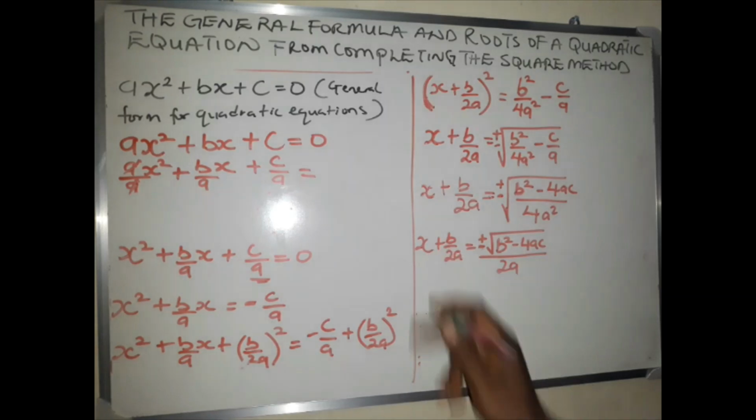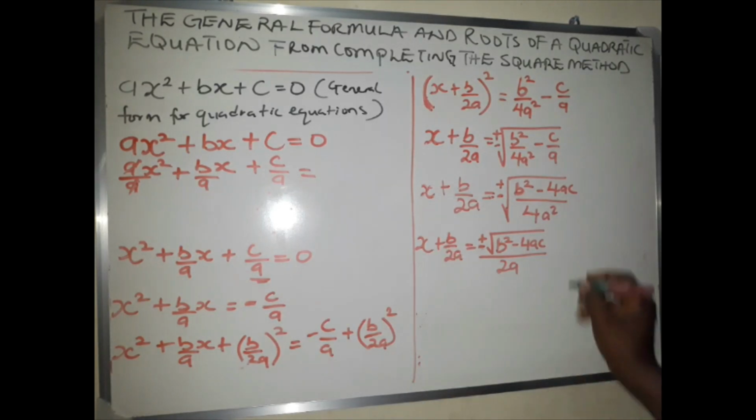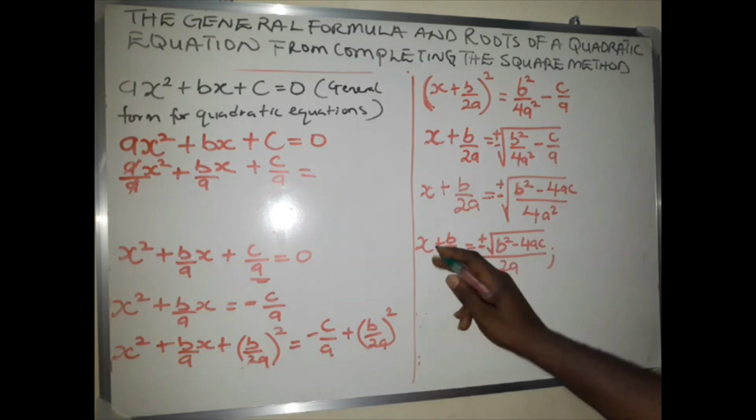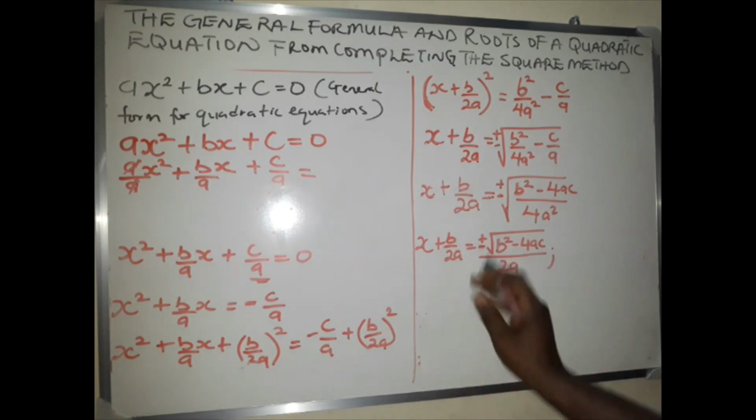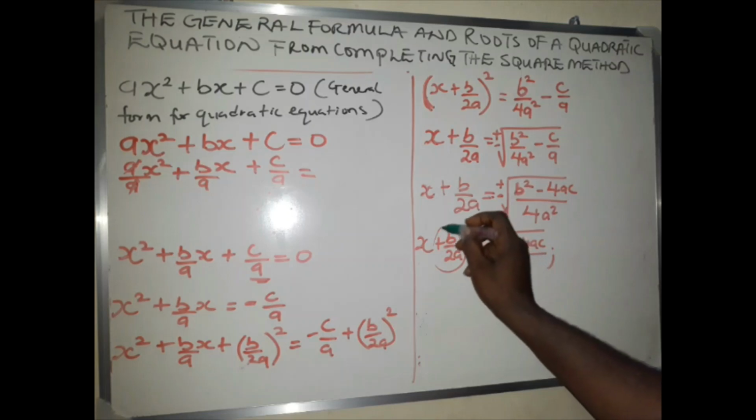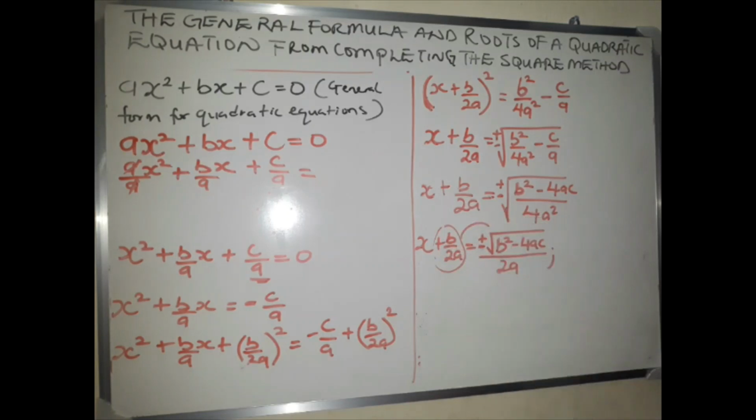Now, the next thing you do is to make x the subject of the formula. Let's write that here. To make x the subject of the formula, what do you do? You move this expression to the right-hand side. And when you do that, you're going to get x is equal to minus b all over 2a plus or minus the square root of b squared minus 4ac all over 2a.